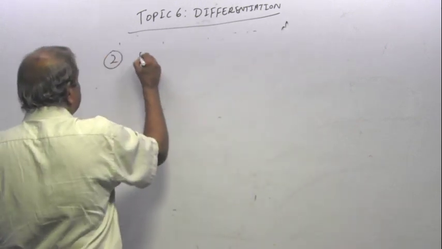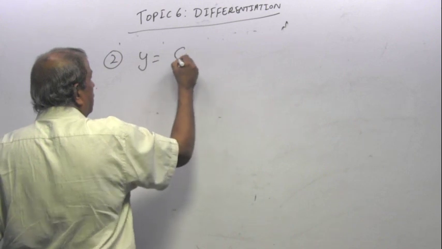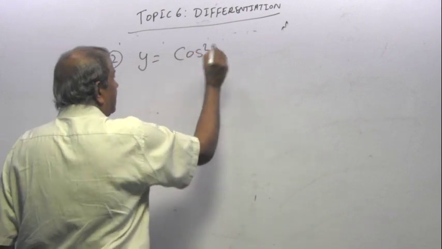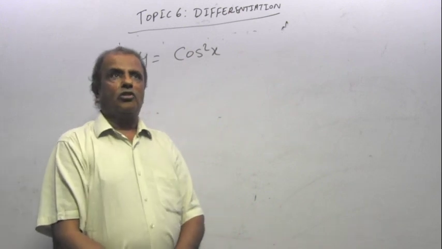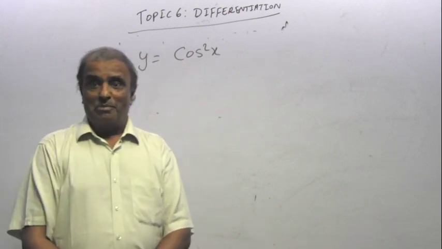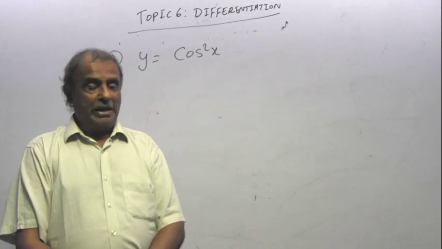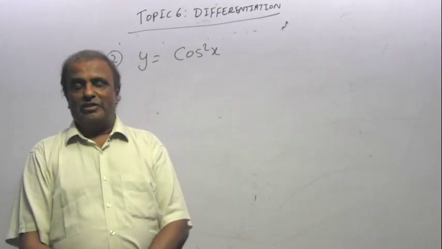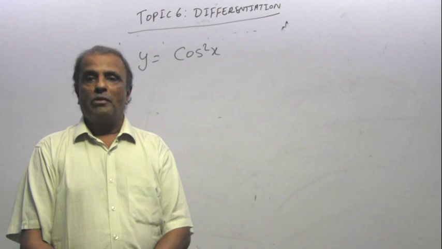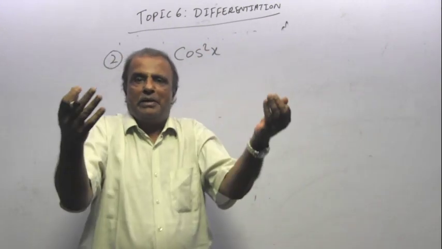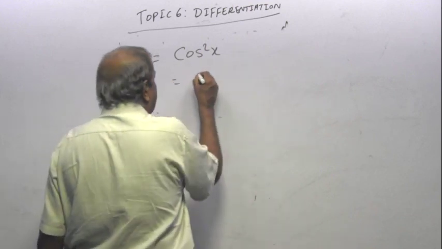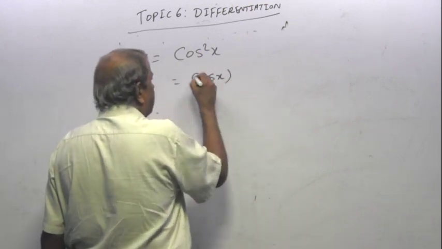Example 2, y equal to cos squared x. Standard answer: sine gives you cos, cos gives you minus sine, so cos squared gives you minus sine squared. Or somebody becomes more intelligent: oh, but minus sine squared is plus, so cos squared x gives you sine squared x. No. Whenever you have a trigonometric function with a power, please write the power in brackets.